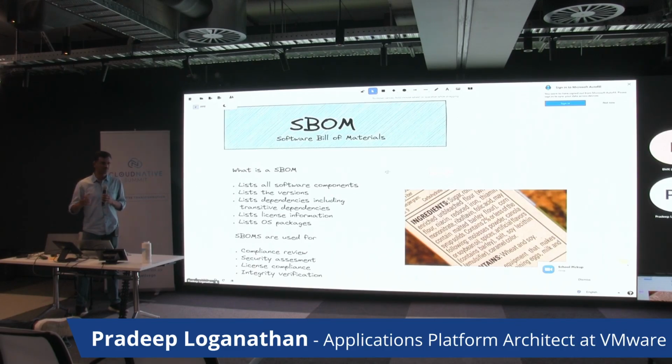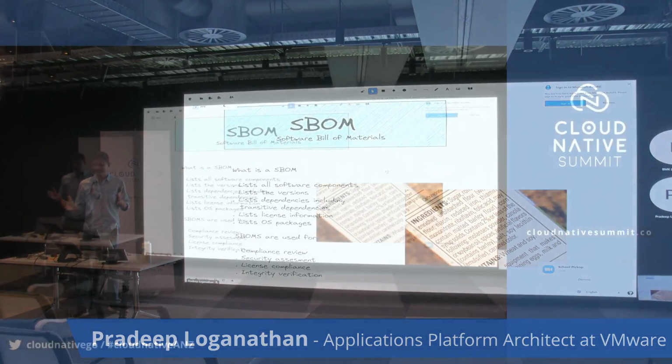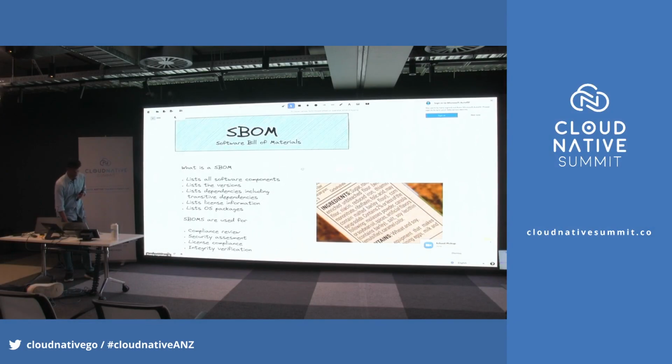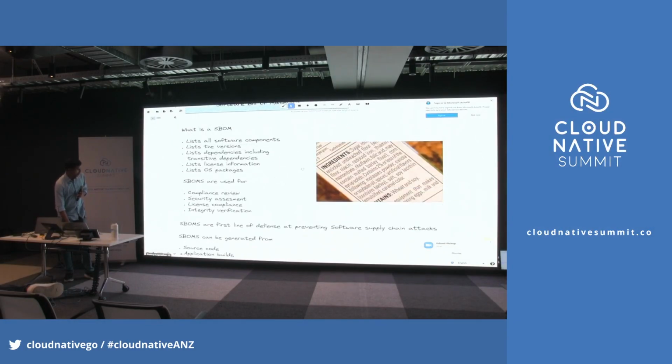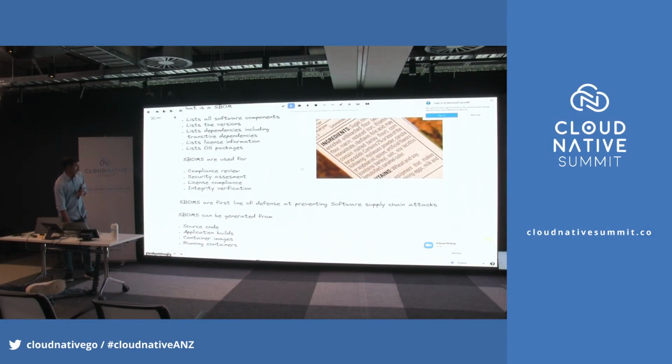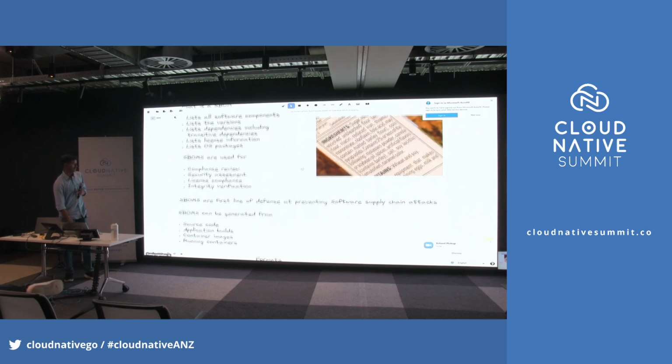So when I sometimes run SBOM generation on some of the containers in production, I see there are 130 to 140 packages, and I can tell you at least 60 to 70% of them are not used by the application running within that container. They're just lying out there, and they're increasing your surface area of attack and doing nothing else. Okay, SBOMs are primarily used for compliance review, security assessment, as I said, license compliance, and integrity verification.